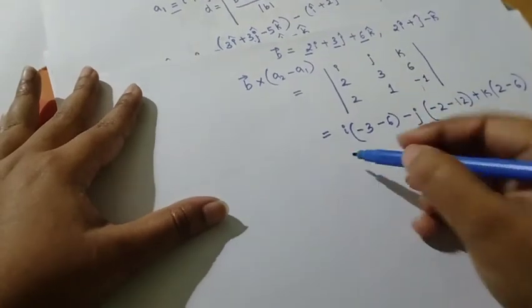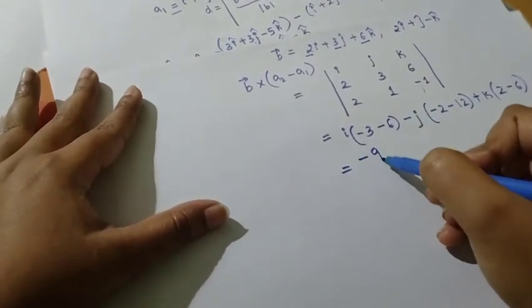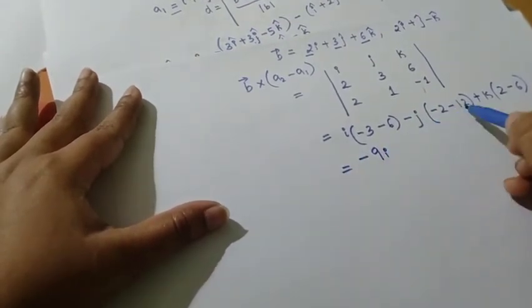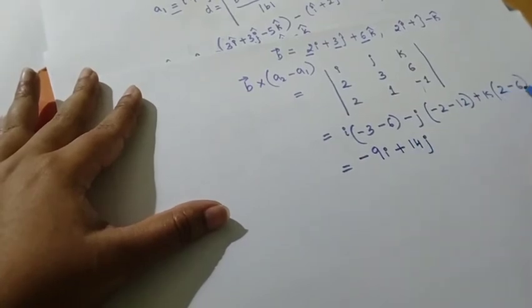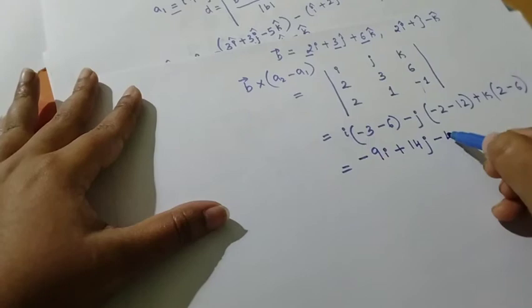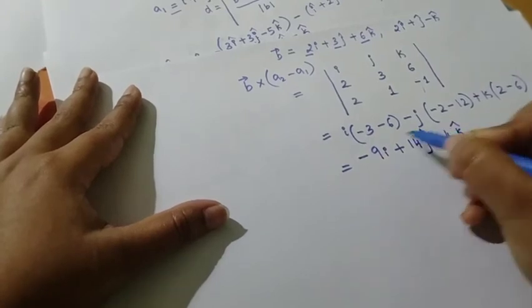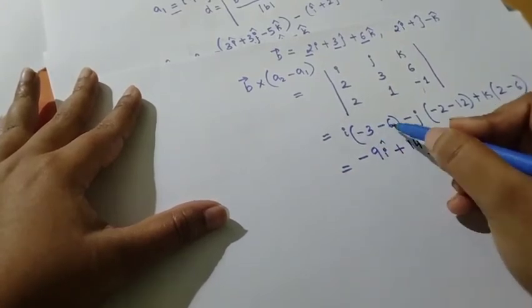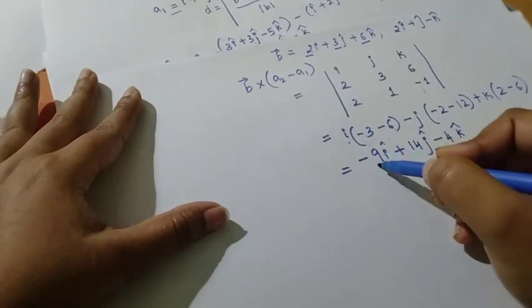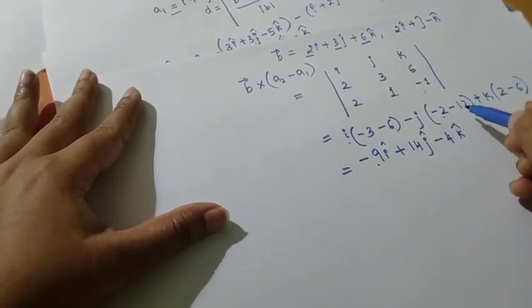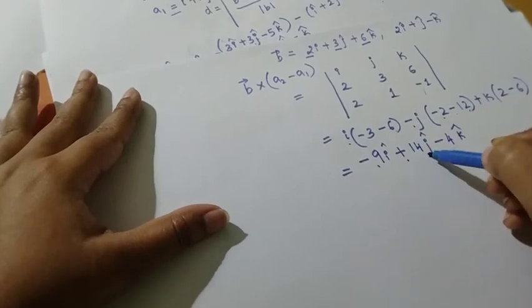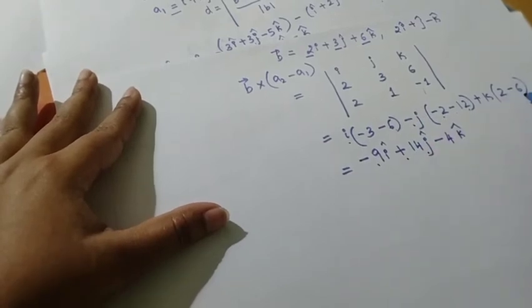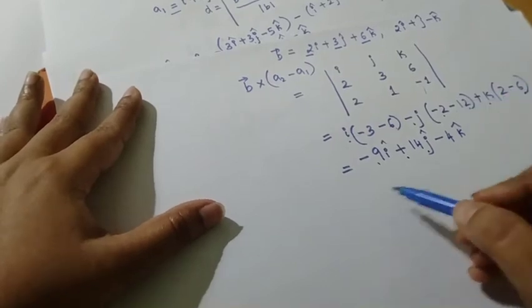Okay, so you get here minus 9I plus 14J. 2 minus 6 is minus 4 times of K. So minus 3 minus 6 is minus 9 into I. Minus 2 minus 12 is minus 14. Minus 14 into minus J is plus 14J. 2 minus 6 is minus 4. Minus 4 into K is minus 4 times of K.